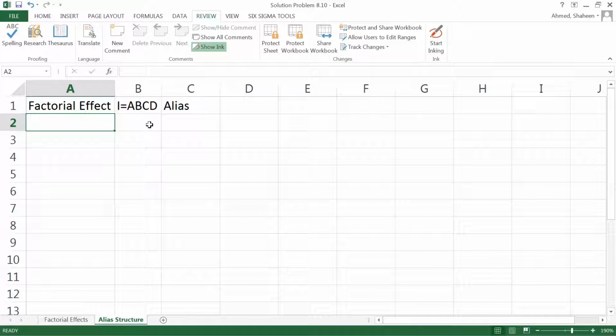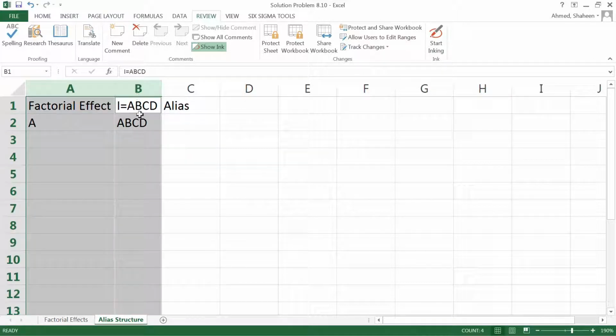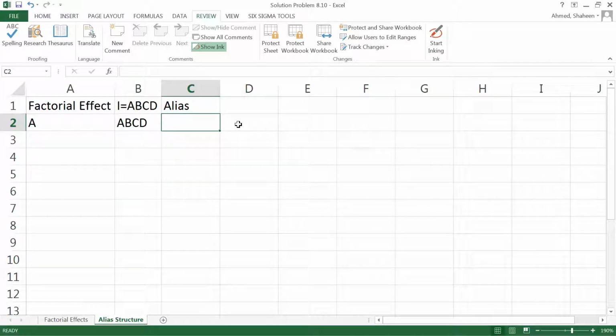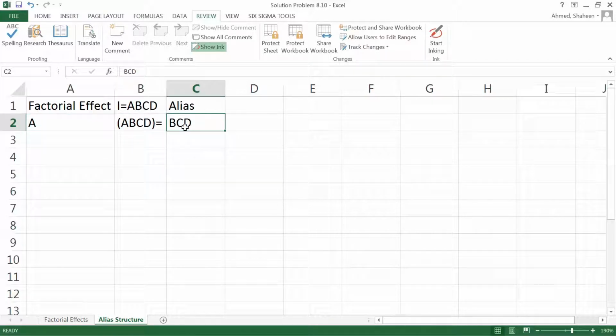So for example, for factorial effect A, I can simply separate A, or I can multiply with ABCD and see what the alias is. So either you can separate it or multiply it. If you multiply column A and column B, that will yield A squared, which is an identity, because minus A squared is plus, and plus A squared is also a plus. So A squared is an identity, so that will be BCD. Typically this is put in parentheses, so you ignore that, because we are interested in seeing what is aliased with A, what is aliased with B, and so on.